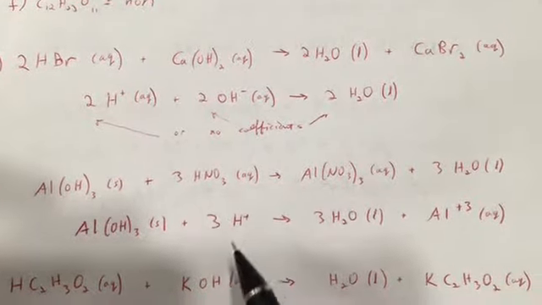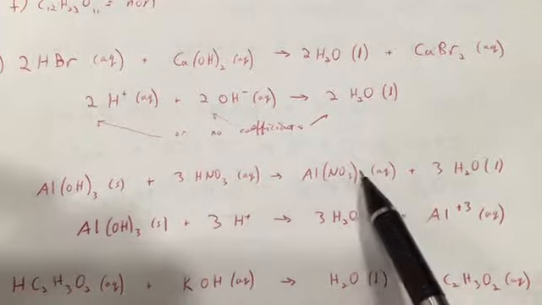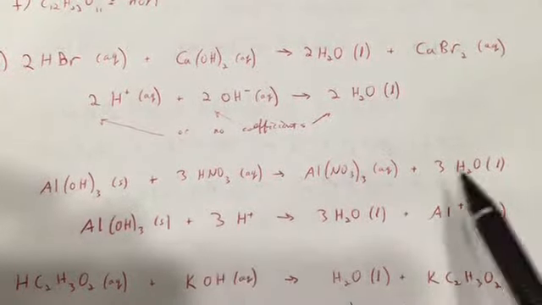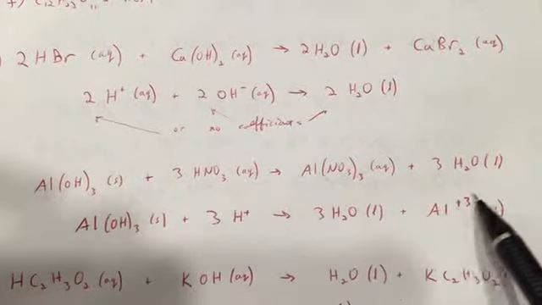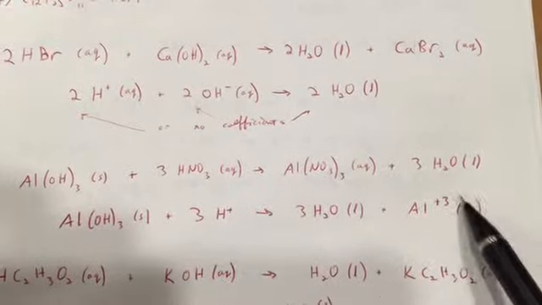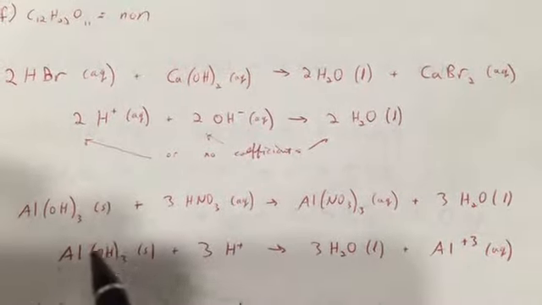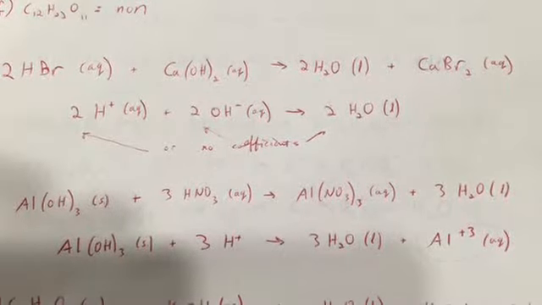We've got 3 hydrogen ions. The 3 NO3s got canceled out. 3 waters continue, and you still have aluminum because aluminum did not get canceled out. You've got aqueous on this side, but it was a solid over here. So that is your net ionic equation right there.